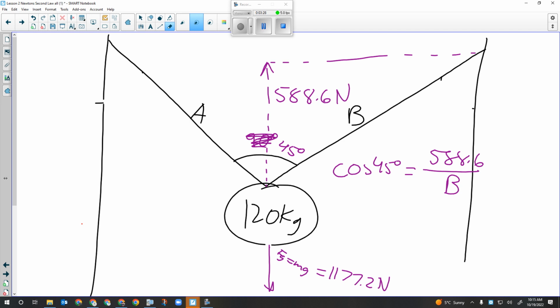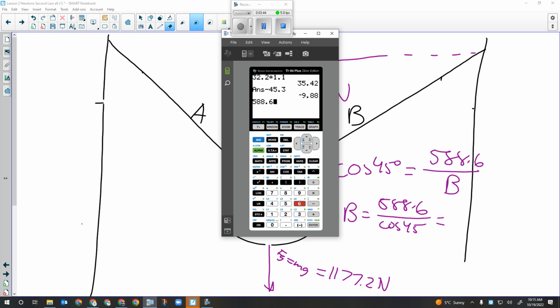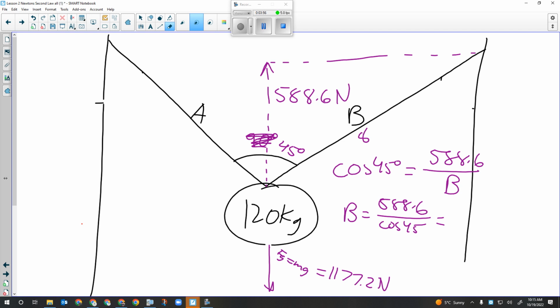Okay, so I'm just going to move B and move cos of 45 so I can solve for B. So 588.6 divided by the cos of 45. Okay, so there's 8.3 times 10 to the 2 newtons worth of tension. I don't have to put a direction on that because it's tension. It's just how tight the cable is. Okay?